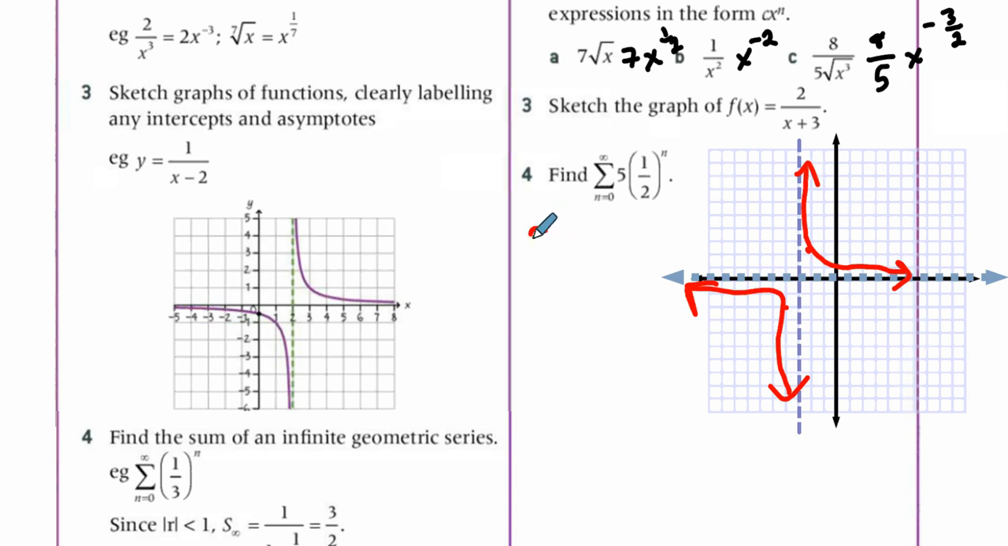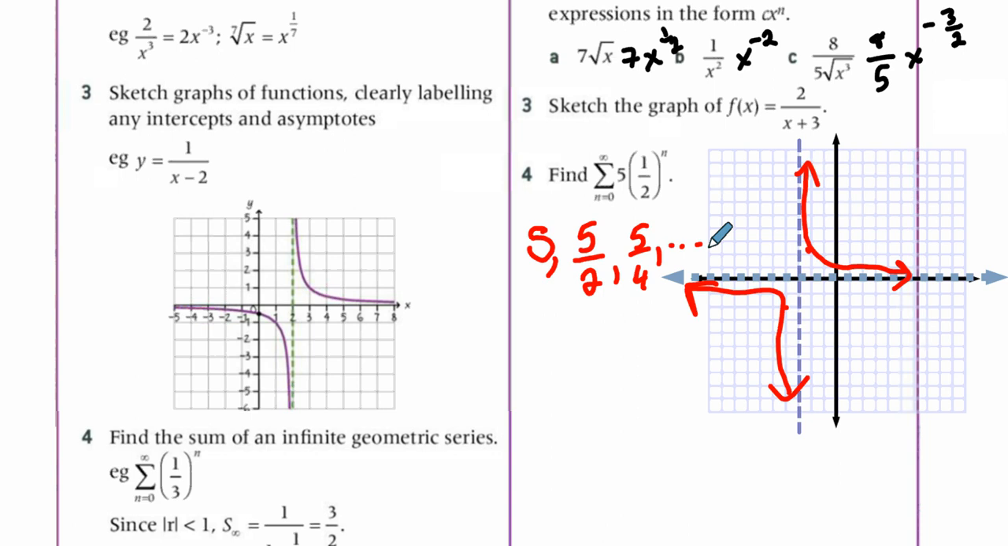1/2 to the 0 is 1. 1 times 5 is 5. Okay, let's put 1 in. When I put 1 in here, 1/2 to the first is 1/2 times 5, that's 5/2. Put in 2, 1/2 squared is 1/4 times 5, that's 5/4.